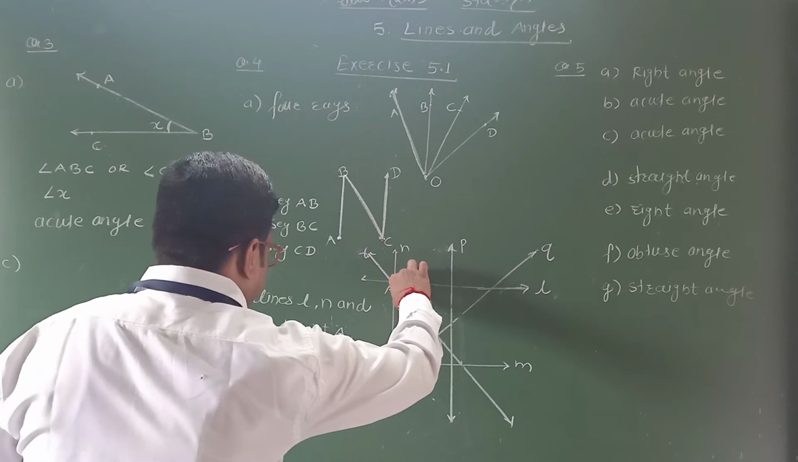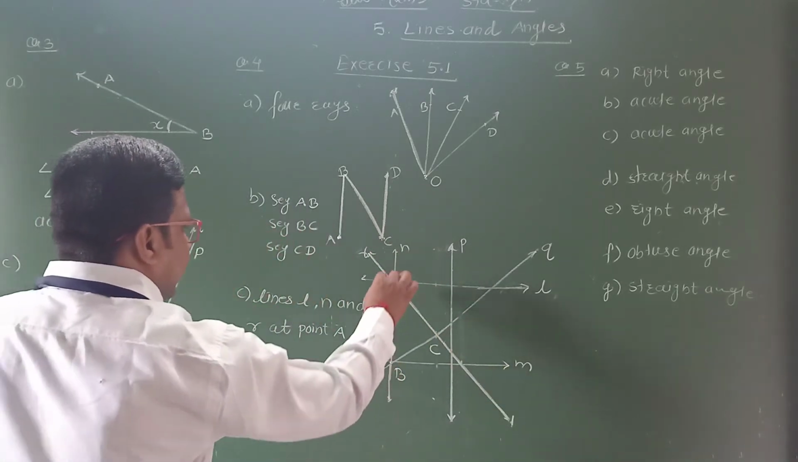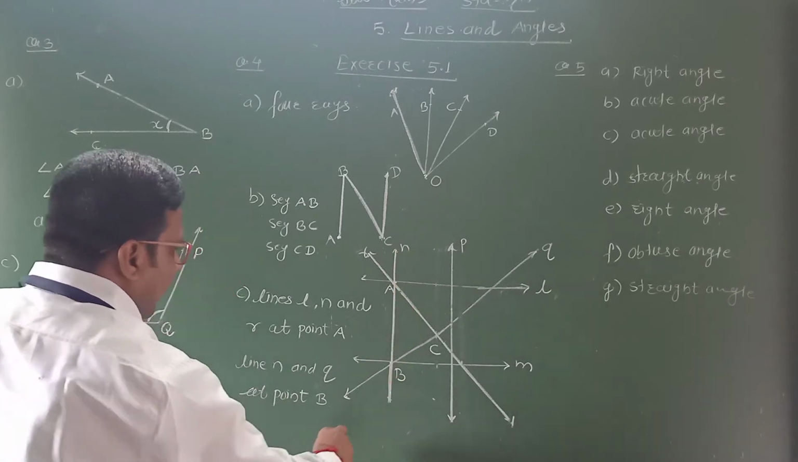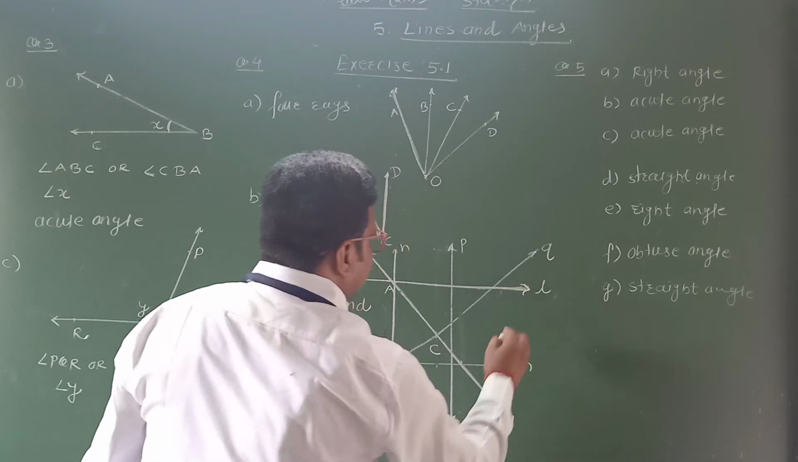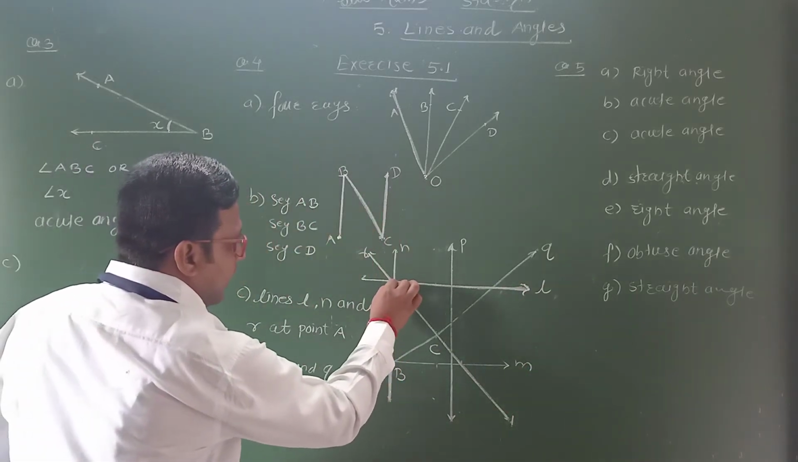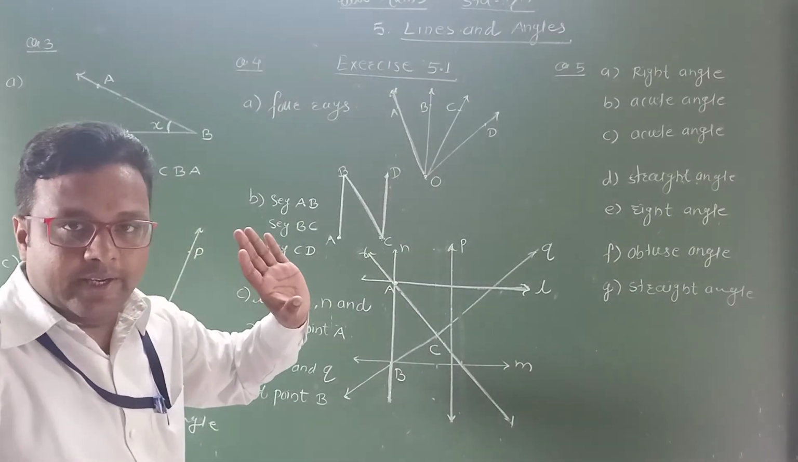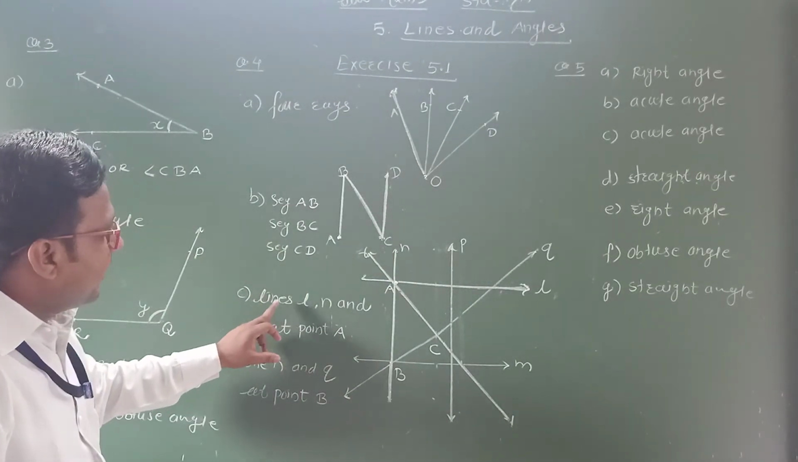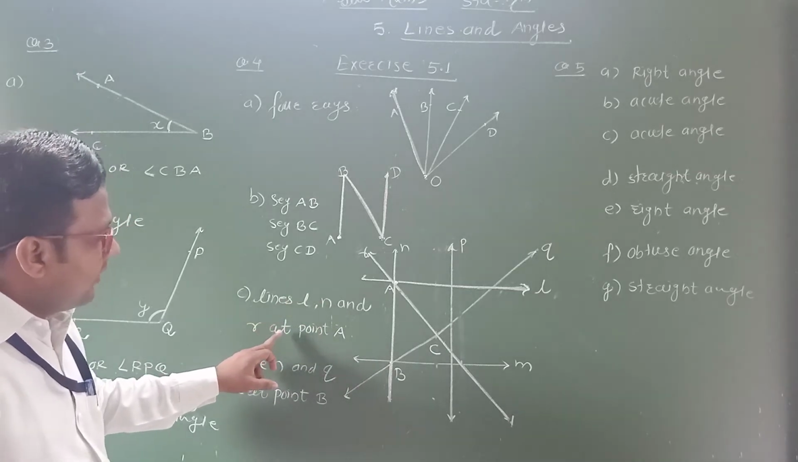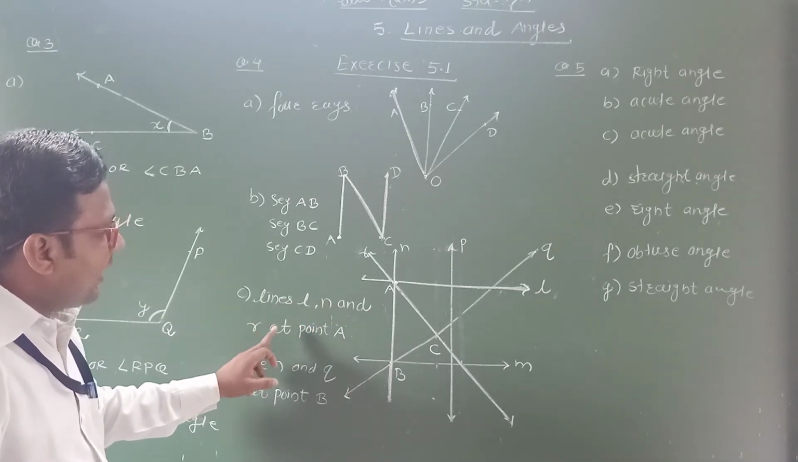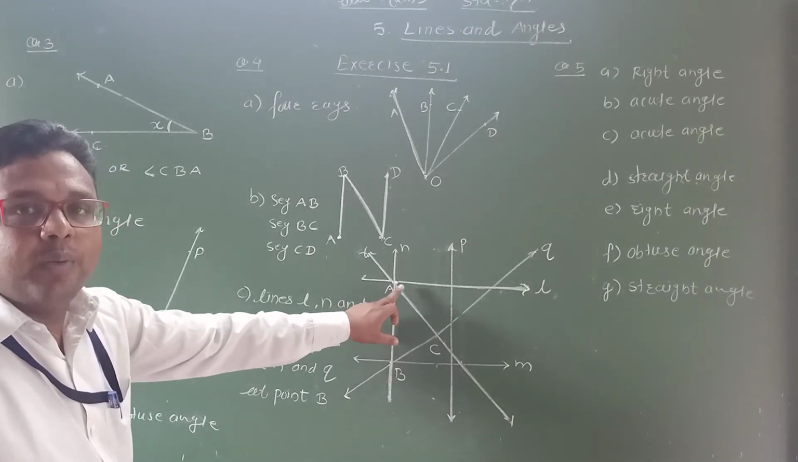Line L, then line M and line N. These three lines are passing through which point? A single point. Therefore, these three lines are concurrent lines. Here I write lines L, M and N are the concurrent lines, and at which point? At point A, and this is the concurrent point.